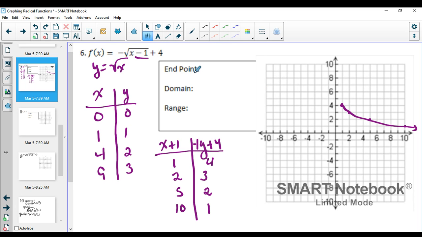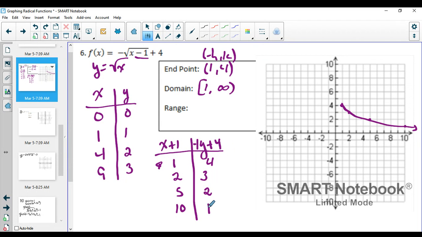Now, our end point, remember, is (-h, k), okay? So it is this point right here. It's the first one right here. So it is (1, 4). And now our domain, we're focusing on this column right here for our domain. The lowest number in that is 1. And if you look over here in our graph, it's never going to go below 1. So our domain this time is 1 to positive infinity.